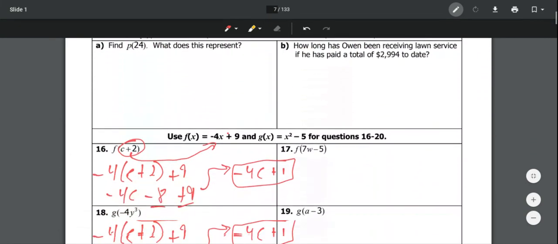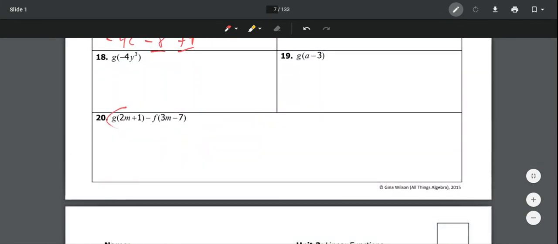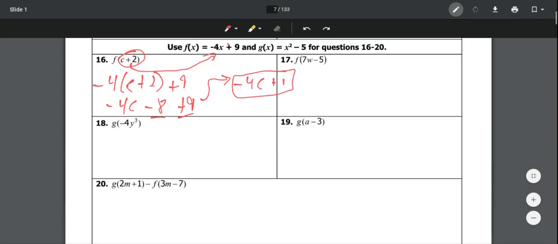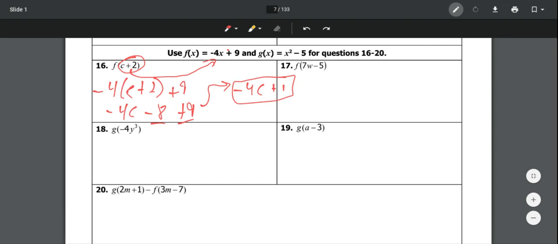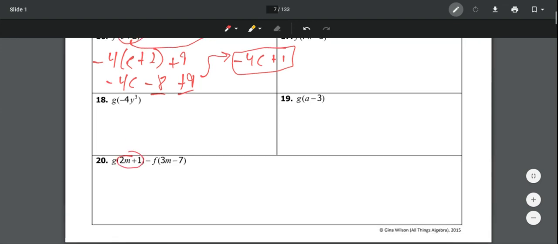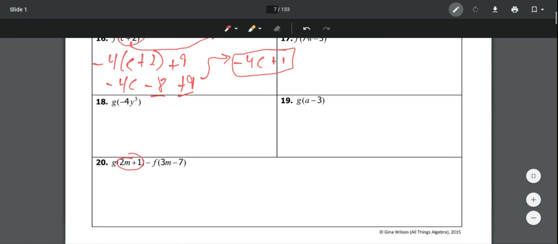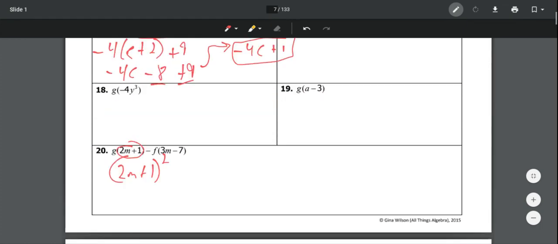You're going to work out this g of 2m plus 1 first. Then you're going to work out this f of 3m minus 1 second, and then just subtract them. So that would look like this. If we want to plug in g of that, that means we have to plug in 2m plus 1 wherever we see an x here. So that is going to be 2m plus 1 subbed in for x squared, minus 5.